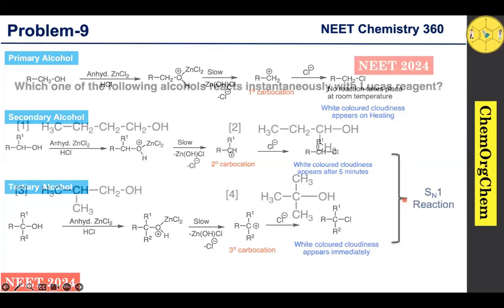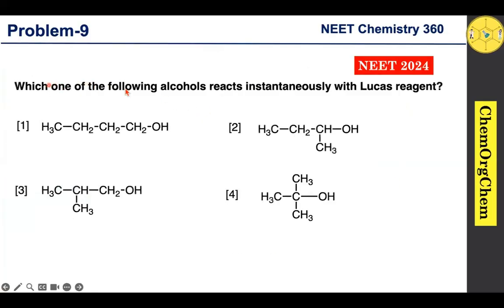So let's move to our question. Which one of the following alcohols reacts instantaneously with Lucas reagent? So first we should figure out the type of the alcohols. The first one is a primary alcohol, since this carbon is attached to only one carbon, so this one is a primary alcohol.